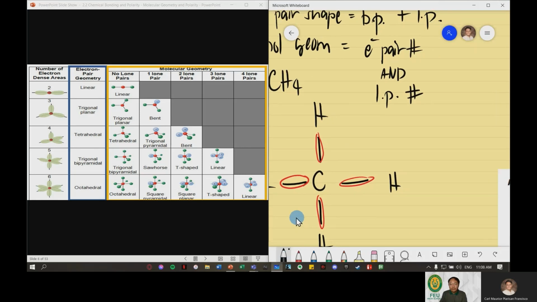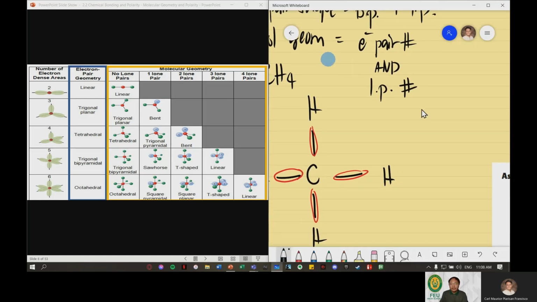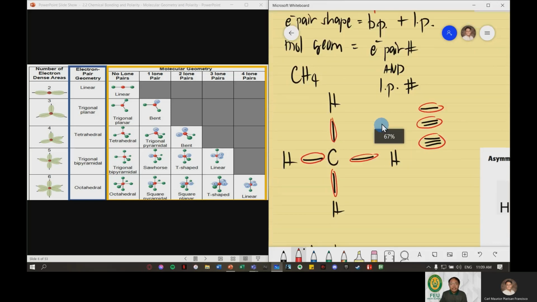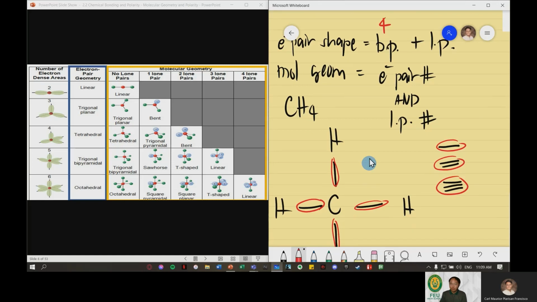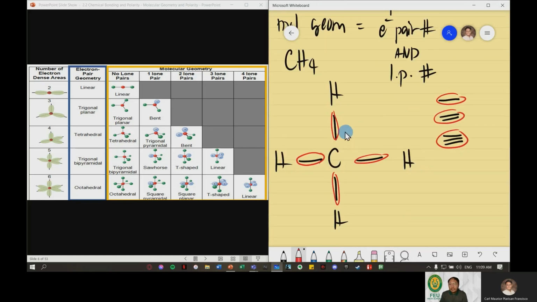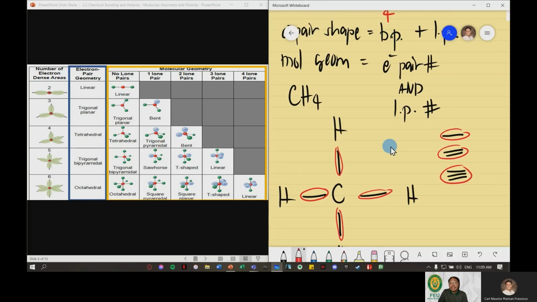Another thing that I want everyone to understand is that a single bond, a double bond, or a triple bond are all counted as one bonding pair. Meaning to say, if you see that the structure has a double bond or triple bond or even a single bond, their counting for the bonding pair will always be 1. Ulitin ko po, kung may makita kang double bond o triple bond sa mga Lewis dot structure, ang bilang lang po nila kapaloob ng bonding pair ay tig-isa.